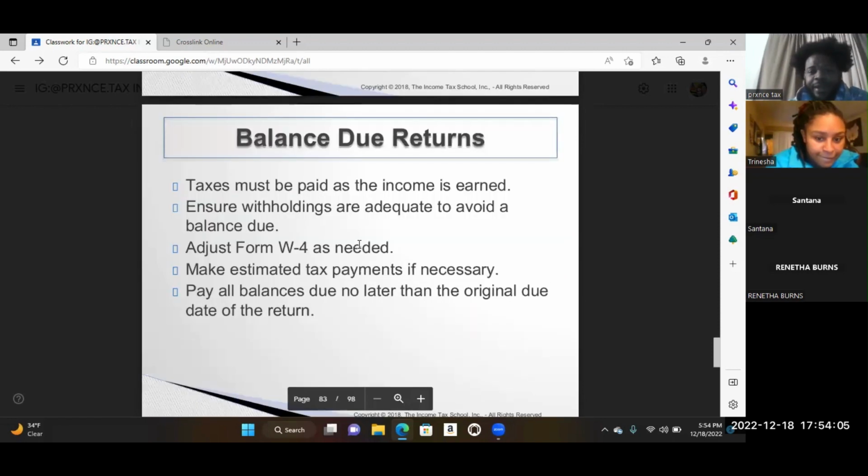All right. Balance due returns. These are people who owe. I love them. These are people who gotta file. You gotta get your taxes done. So like I was just saying, when they have a balance due, you adjust your Form W-4 as needed. So say you owe $600 when we first put you in the tax software. After you finish working with us, we get you a refund, of course, because we're not an itemized, do those type of things. But that $600 you still owe.